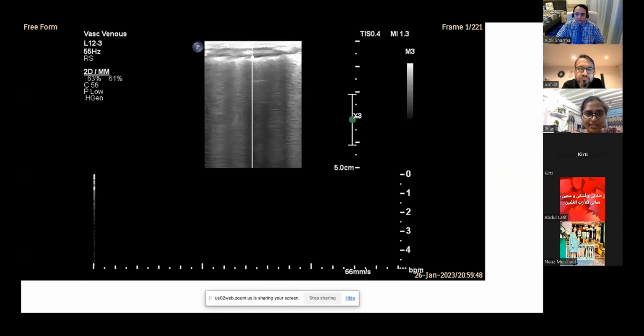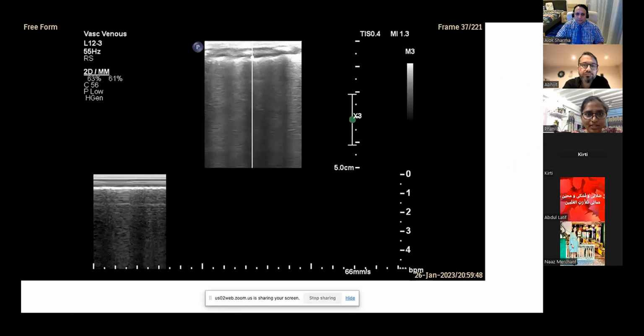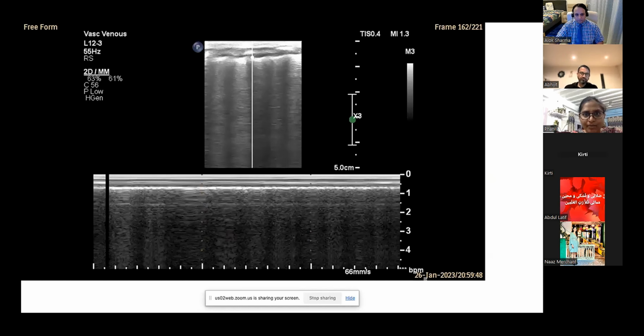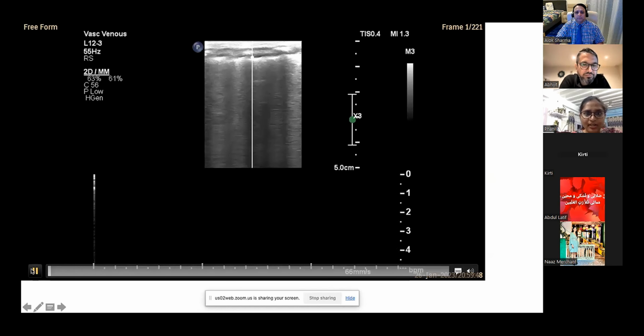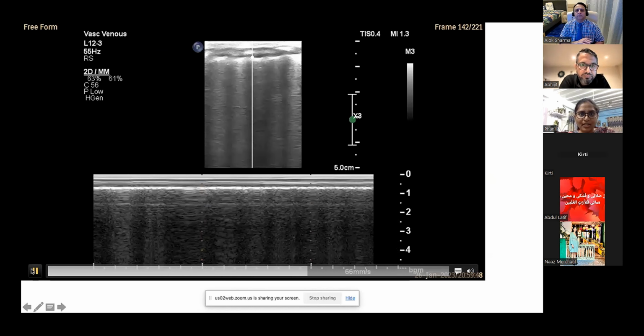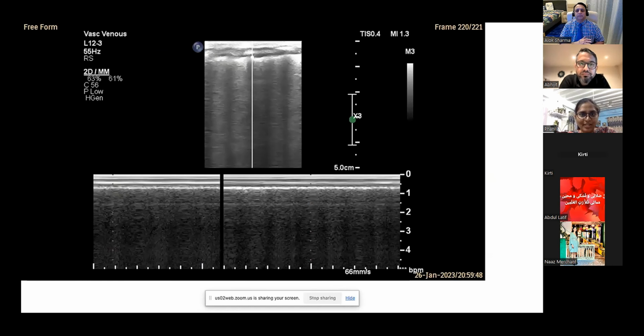So this is the first image I tried in the L1 region. Here I can see pleural sliding, and also on M mode, I'm able to see the seashore sign, and there are no A lines visible. I could see batwing sign and multiple B lines.